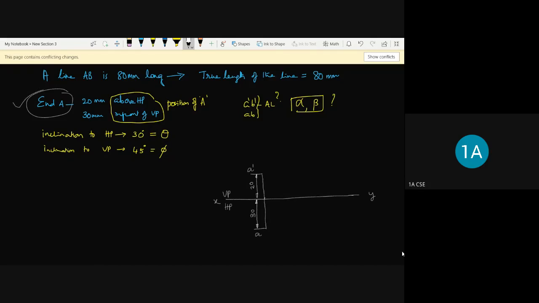Now he has given the true length of the line. The true length of the line is, in the front view, A dash B1 dash. In the top view it is called AB1. All this represents the true lengths. This one represents the apparent length. Now we have to keep the HP inclination theta. HP inclination is given as theta. From this we need to represent the 30 degrees line.